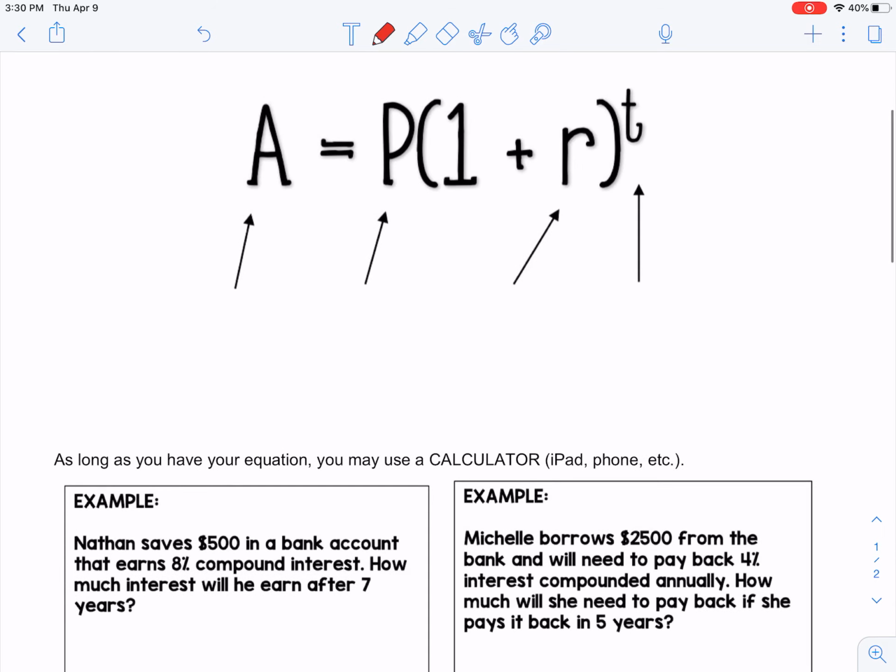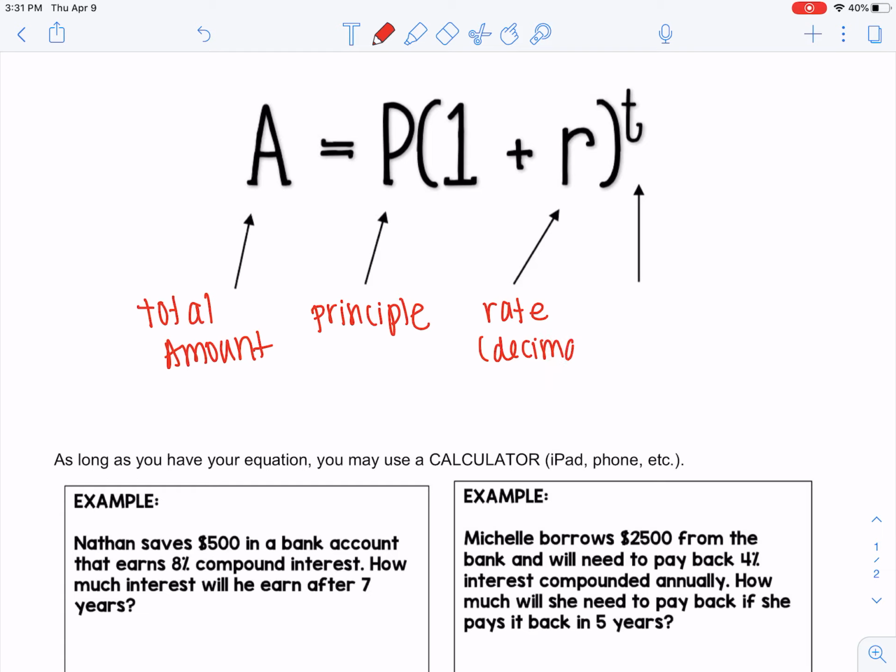So that capital A stands for total amount. And the P stands for principal, just like our simple interest formula from the last practice. And the R is the rate. And remember that you always have to convert it into a decimal from a percent. And then we know that T is going to be the time, but it'll always be in years.